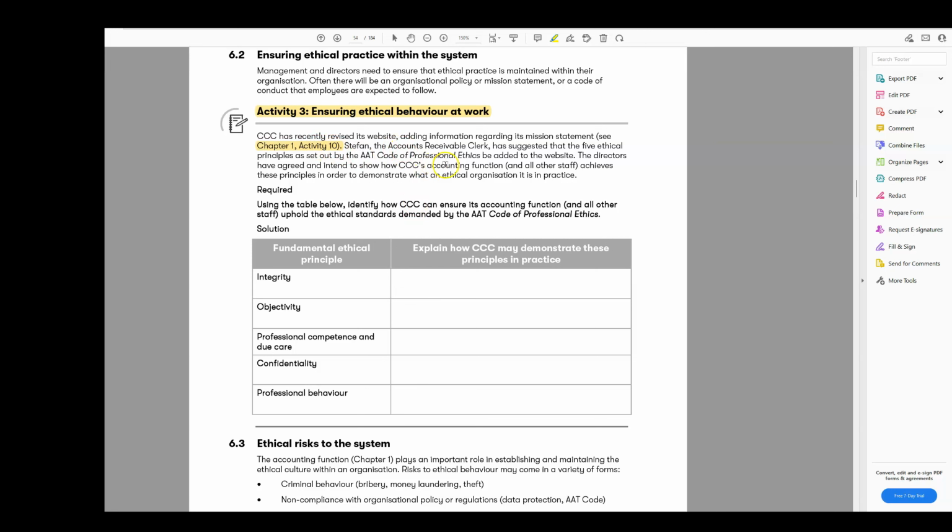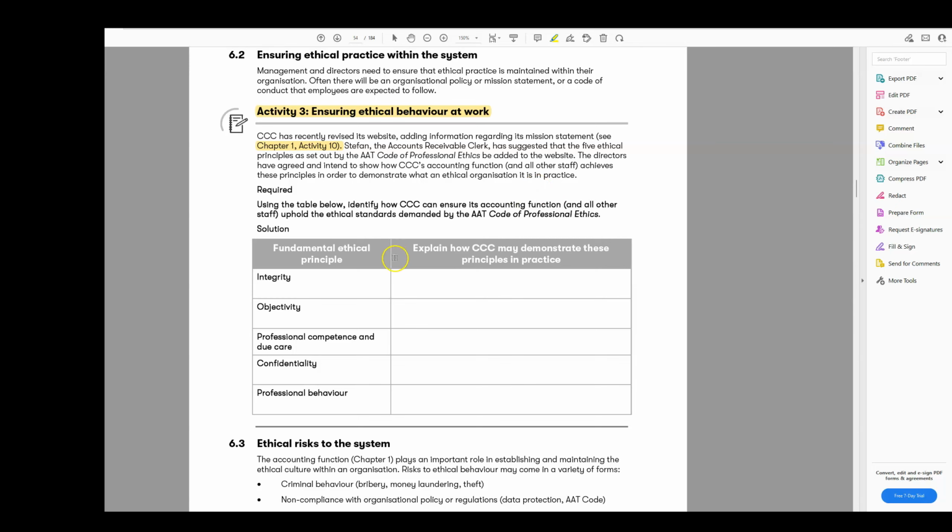Stephen, the accounts receivable clerk, has suggested that the 5 ethical principles as set out by the AET Code of Professional Ethics be added to the website. The directors have agreed and intend to show how the CCC accounting function and all other staff achieve these principles, in order to demonstrate what an ethical organization it is in practice. The requirement: using the table below, identify how CCC can ensure its accounting function and all other staff uphold the ethical standard demanded by the AET Code of Professional Ethics.